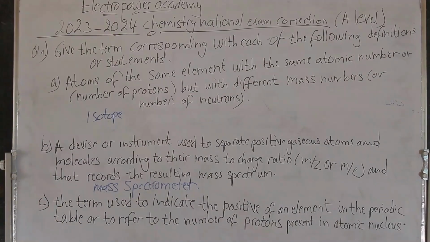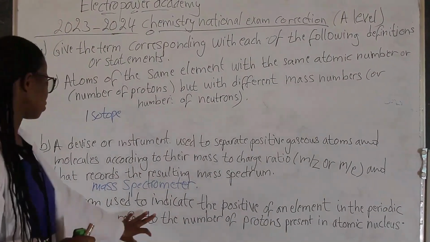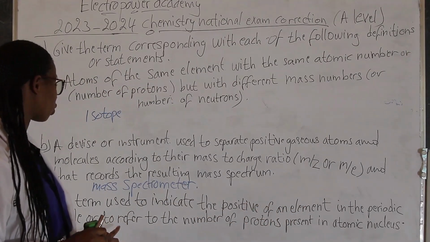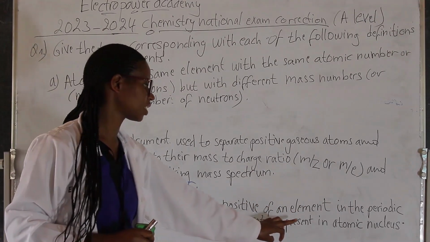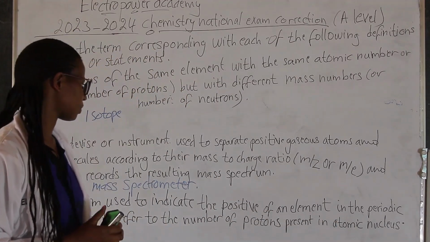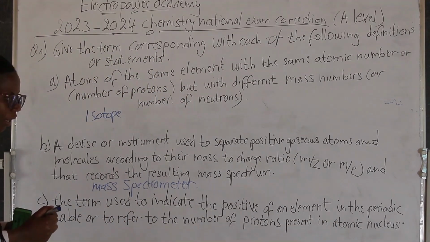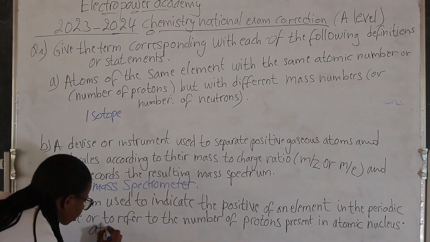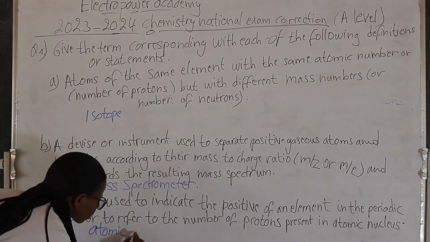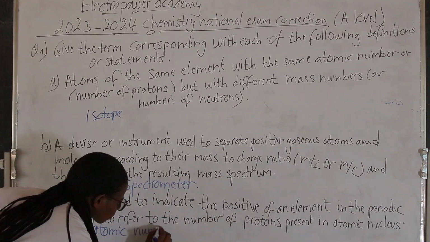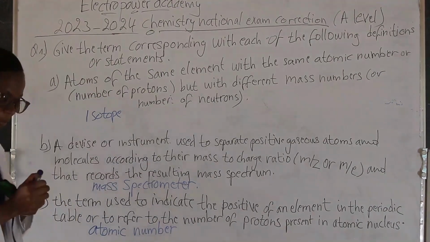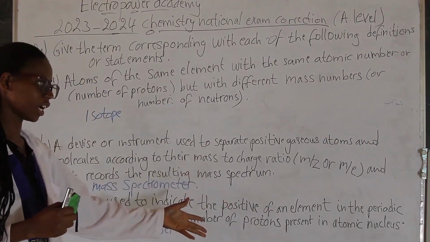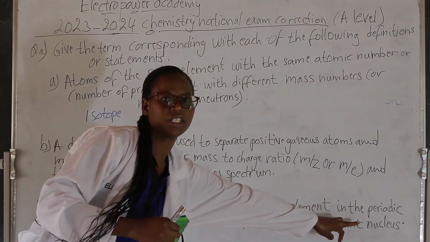For number C, the term used to indicate the position of an element in the periodic table or to refer to the number of protons present in atomic nuclei, it is atomic number. Remember, atomic number equals the number of protons, which are positively charged, present in the atomic nuclei.